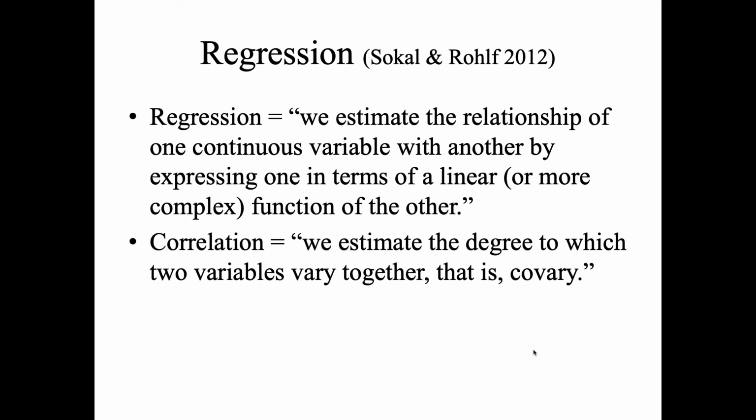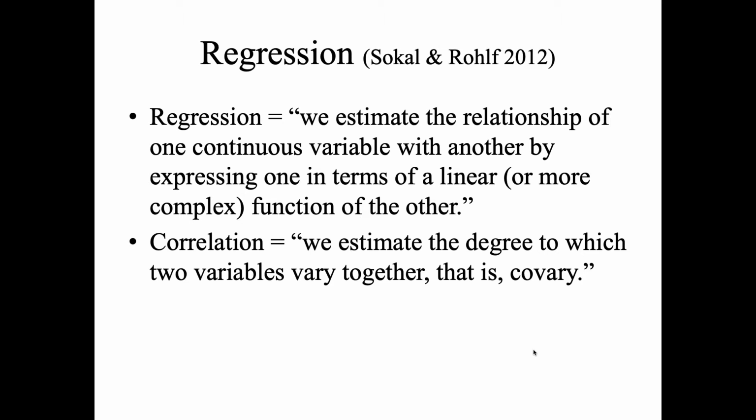So when we think about regression, we oftentimes think about correlation as well. Regression is when we estimate the relationship of one continuous variable with another by expressing one in terms of a linear or more complex function of the other. Correlation is just when we're estimating the degree to which two variables vary together, often referred to as covariance. So they are somewhat different.